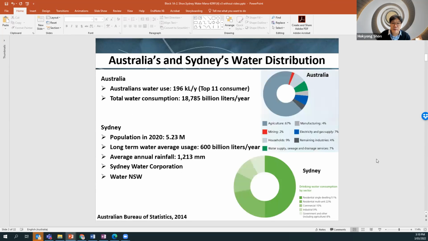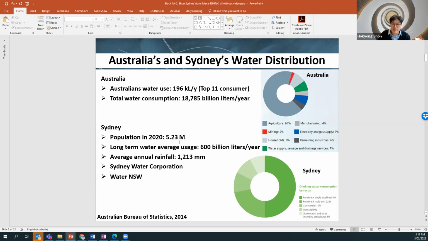In Australia, you know that we have water use of almost 196 kiloliters per year. Water consumption is 18,000 billion liters per year. It is mostly in the agriculture sector. Then we have mining, households, some manufacturing, electricity, and the remaining industry. So mostly the water is used for the agriculture sector.